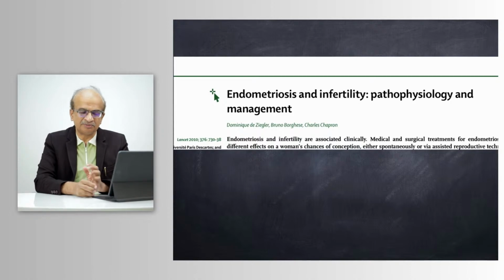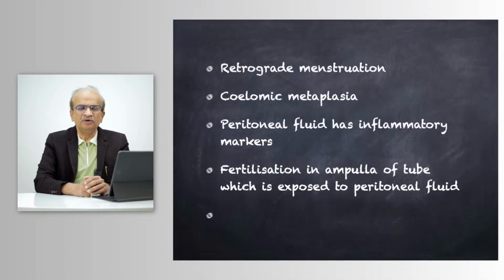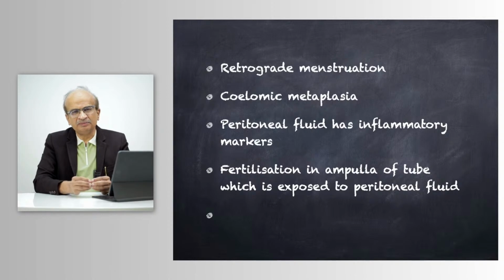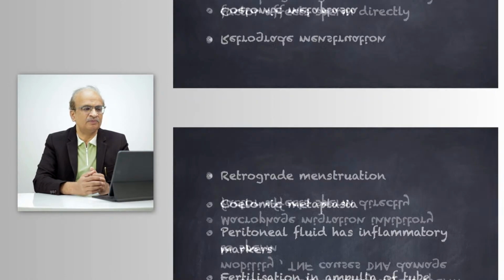is affecting its management. We all understand from Sampson's theory that there is a retrograde menstruation which could be responsible for endometriosis, or there is a coelomic metaplasia theory. But the peritoneal fluid in patients of endometriosis has a lot of inflammatory markers, and as we understand, the fertilization process takes place in the ampulla of the tube, which is exposed to the peritoneal fluid, and hence these inflammatory markers will affect the process of fertilization itself.